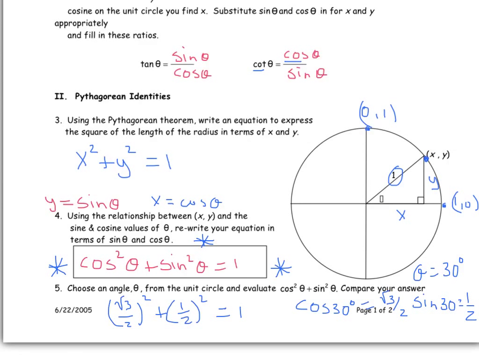When you square root 3, you just get 3. Okay, so that's going to be 3. When you square 2, which is the denominator of this fraction, you get 4. Alright, plus squaring 1/2, you get 1/4. Well, 3/4 plus 1/4 is 1 all day long. So it works for any angle you choose.